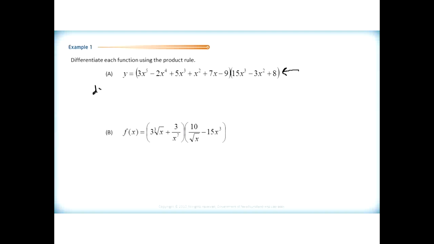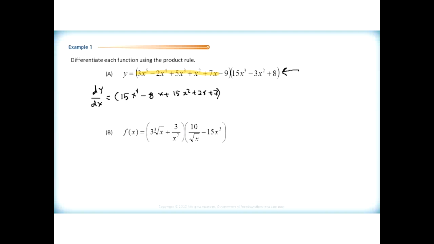I can write dy by dx is equal to, and I'll use the product rule. So I take the first bit there. I'm just going to highlight the first bit in yellow. I'm going to take the derivative of this first bit, and in order to do that, I'll use my power rule combined with sum and difference rules for polynomials. So I get 15x to the power 4 minus 8x plus, it looks like, 15x squared plus 2x plus 7.